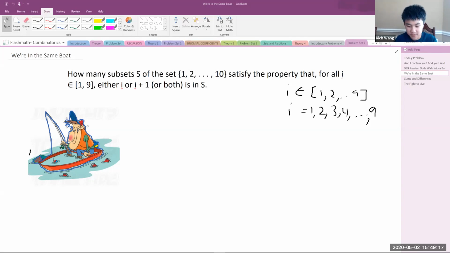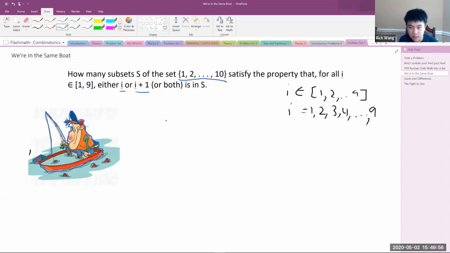Anyways, now that you guys have hopefully had some time to read the problem, we're going to be starting. So pretty much, we know that for any set of 1, 2, all the way to 10, for any i in 1 through 9, either i, i plus 1, or both must be in S. As a result, we can start by constructing some smaller cases.